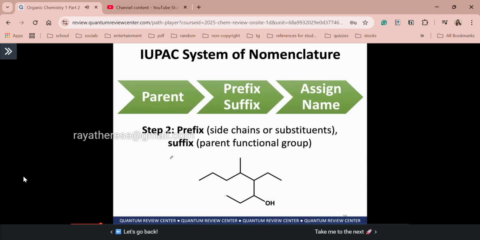Starting with this carbon: 1, 2, 3, 4, 5, 6, 7, 8. Ayan. So, sir, 8 carbons in our parent? Yes. And remember, we have a hydroxyl group, so we will add a suffix -ol, di ba? So, class, for the prefix and suffix, ayan.